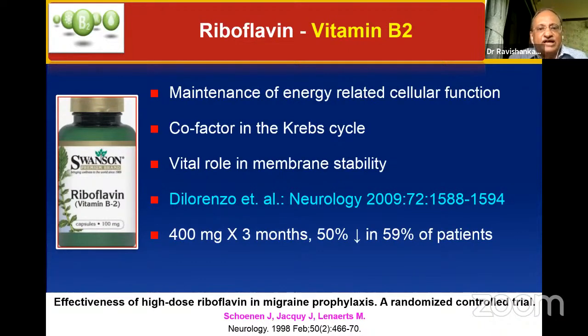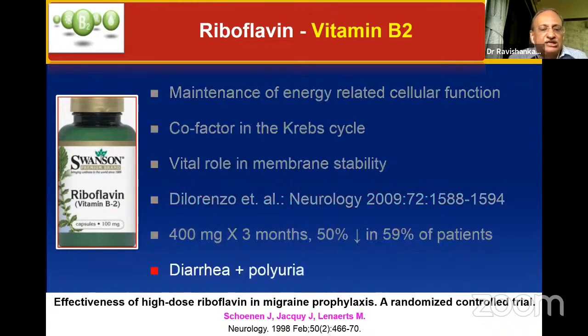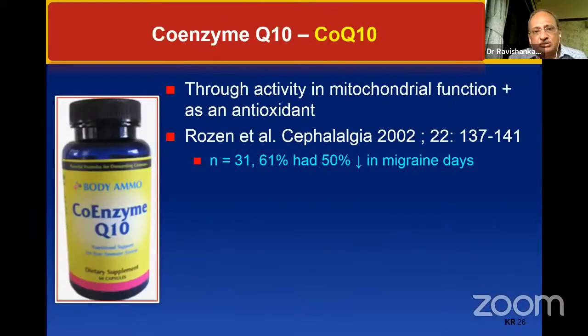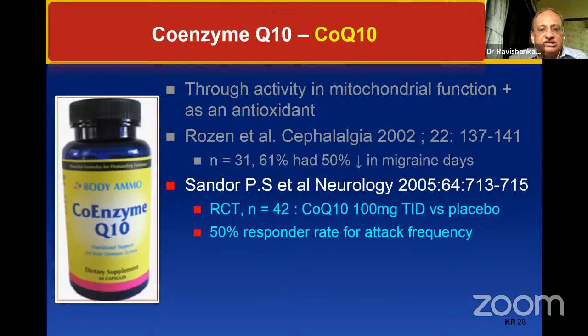through being a cofactor in the Krebs cycle, and it has a vital role in membrane stability. And the only side effect that you need to worry about is diarrhea. Coenzyme Q10 is used in many disorders throughout, and it works through activity in mitochondrial function. There have been studies with this drug too by Todd Rosen and Peter Sanders. They've studied this in about 40 patients, and they found a 50% responder rate.